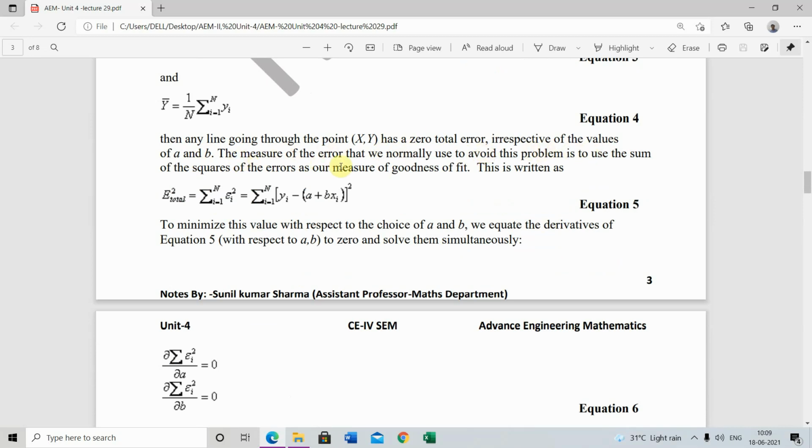Then any line going through the point (x bar, y bar) has a 0 total error, irrespective of the values of a and b. The measure of the error that we normally use to avoid this problem is the sum of the squares of the error as our measure of goodness of fit. This is written as e square total equals summation i equals 1 to n ei square, equals summation i equals 1 to n of (yi minus (a plus b xi)) whole square.